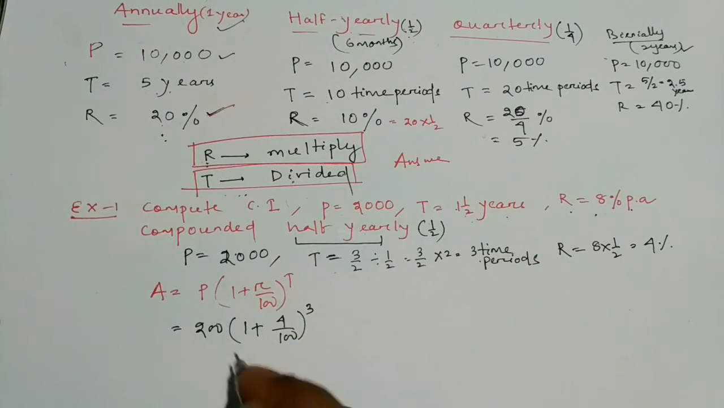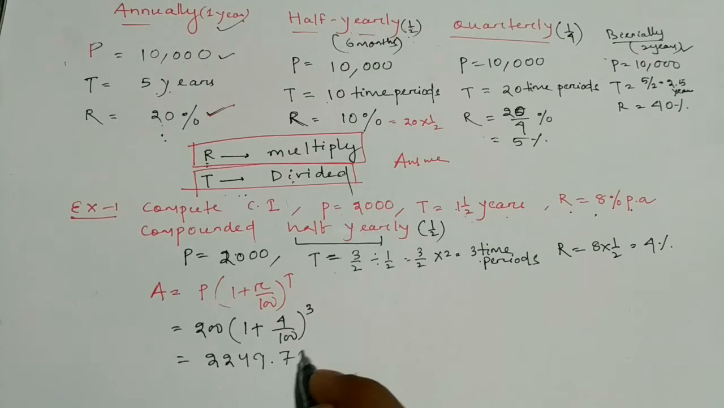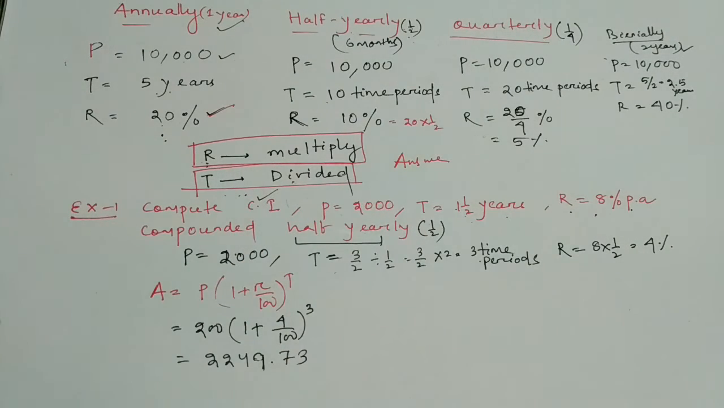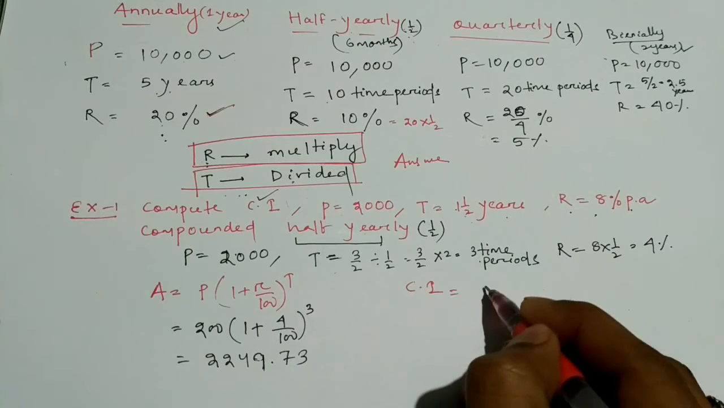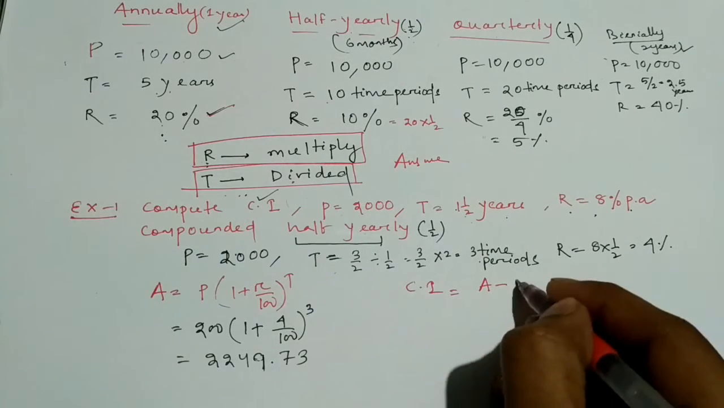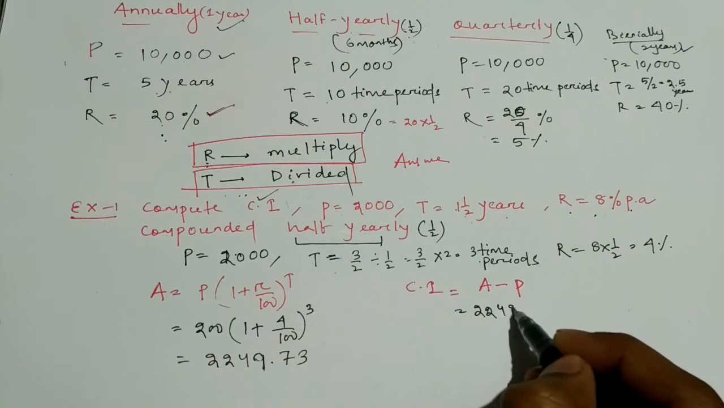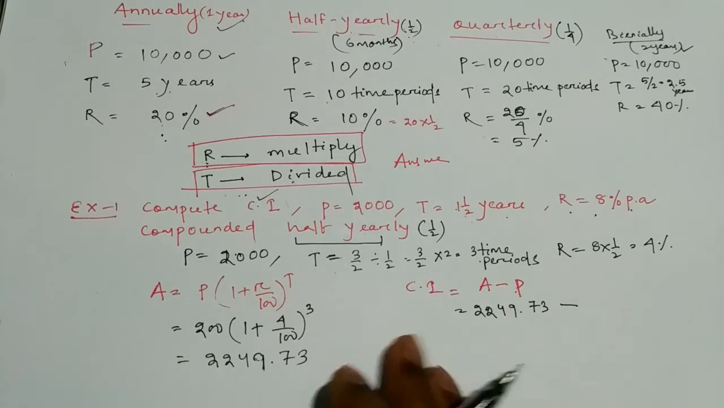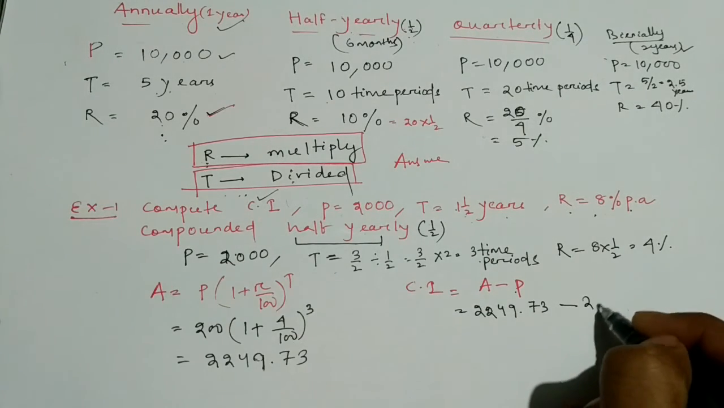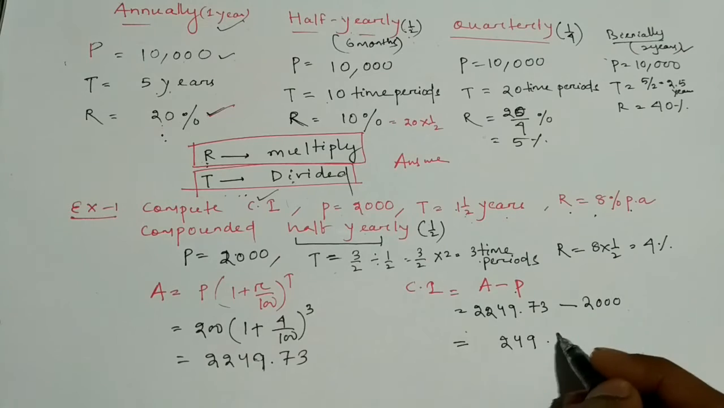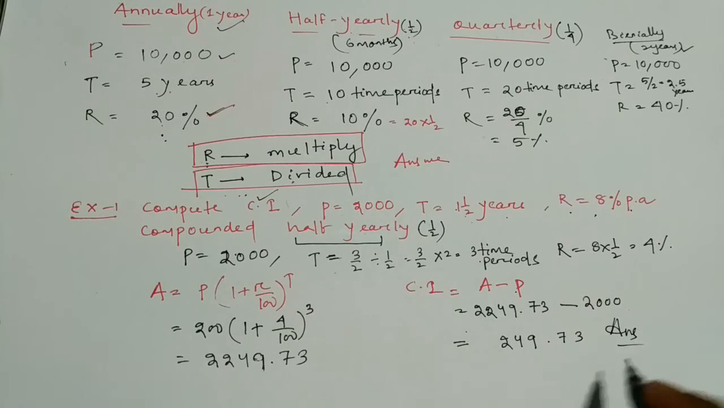Just by solving this, we got our answer as 2249.73. This solving you have to do by yourself. This is totally easy. So we have to find the compound interest. As we know, compound interest is nothing but the total amount minus the principal value. The total amount is 2249.73 minus the principal. Principal is 2000 rupees. Doing this subtraction we get 249.73 rupees. This is our final answer.